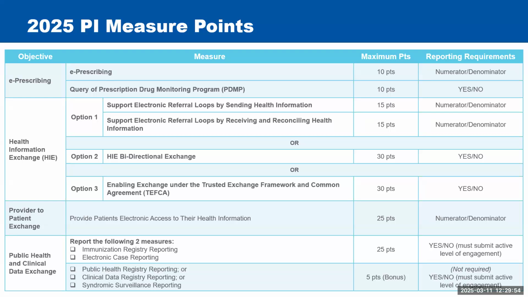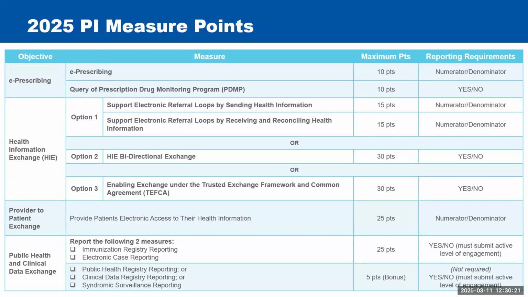Option 1, sending and receiving electronic health information. It's the most basic and simplest form of HIE. It also is the one that requires you to do the most work. You'll notice that this is the only HIE measure that is scored by numerator and denominator performance. This is because it's going to require you to actually make sure you are pushing and requesting that health information.